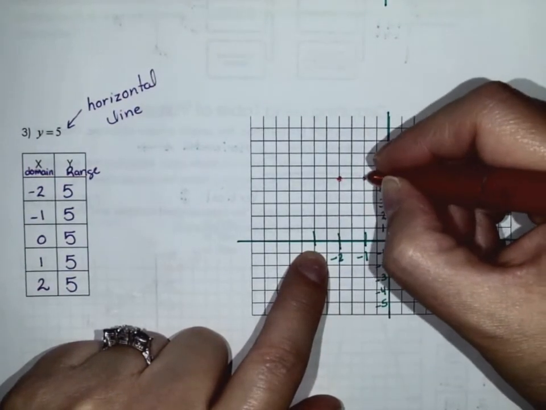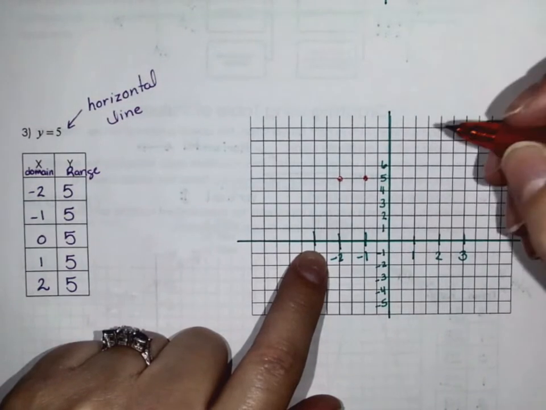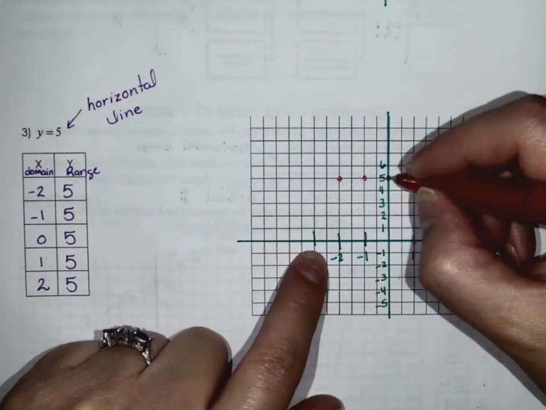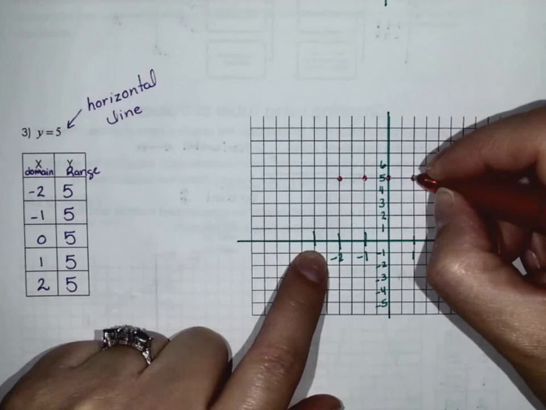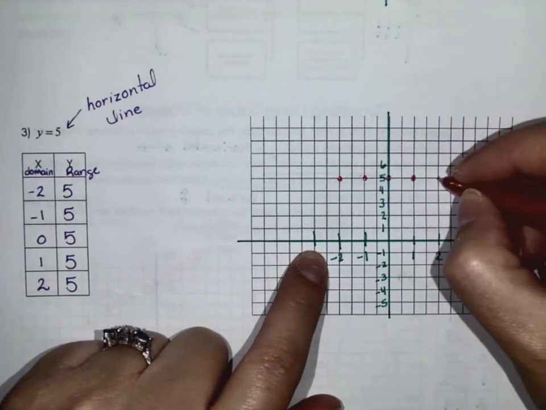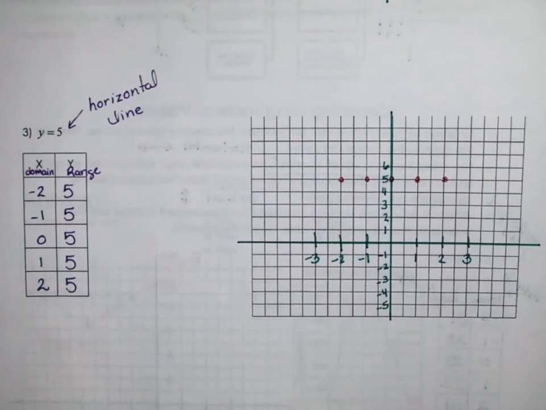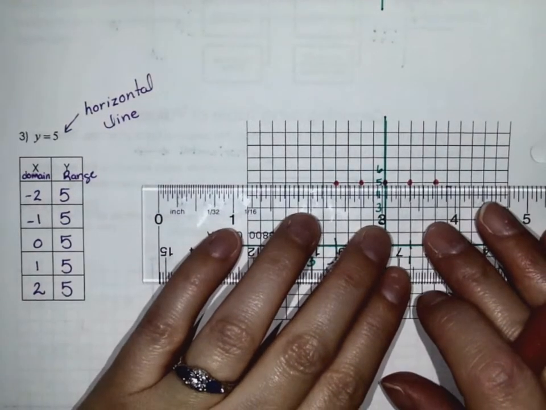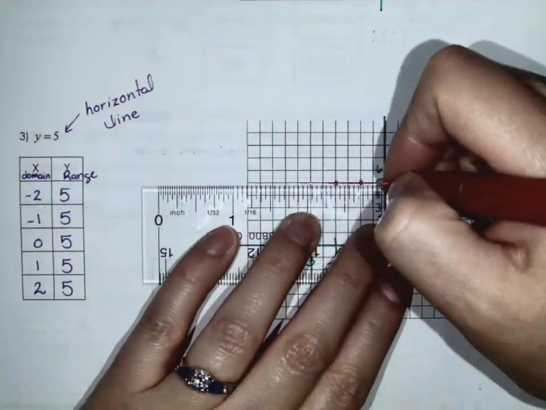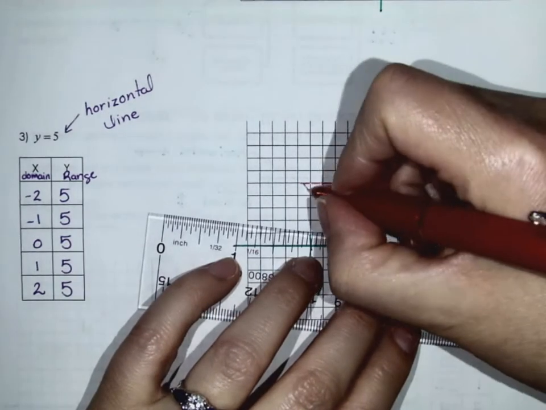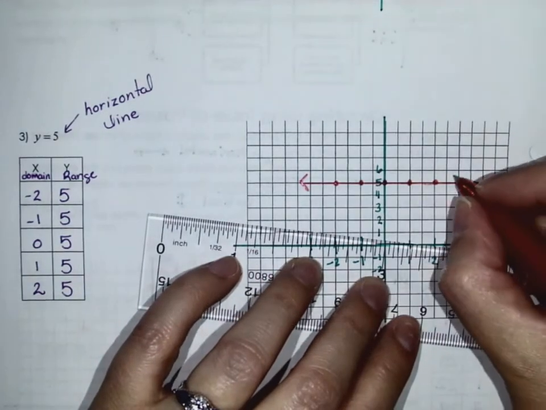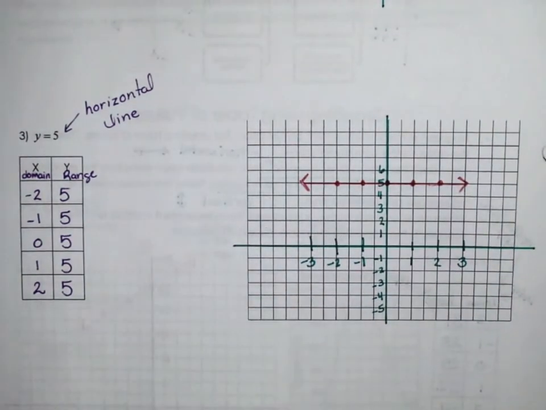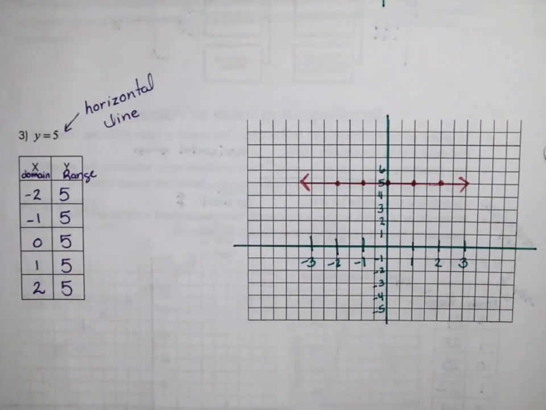At -1, I'm at 5. At 0, I'm at 5. At +1, I'm at 5. At 2, I'm at 5. What kind of line do you get here? The horizontal line, right? So arrows on this, because really I could keep going forever if I needed to. I just don't have that kind of time in my life. So I'm going to put arrows on it. And there's my graph.